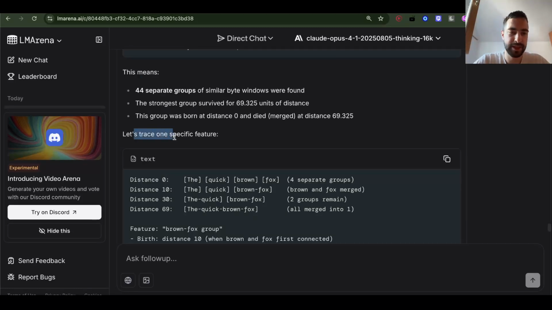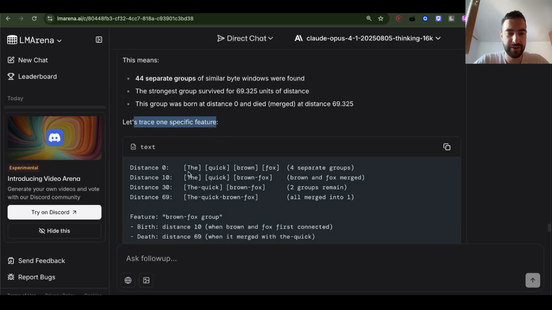Let's trace one specific feature. So we have the quick brown fox, those 4 words. At distance 0, they're not expanding, they're not growing, they're spheres around wherever those points are. So at distance 0, we have 4 separate groups. Distance 10, brown and fox can merge because they're close together, and when they grow, those spheres can merge. Distance 30, we have the quick and brown fox. And distance 69, the quick brown fox, all merged into one.